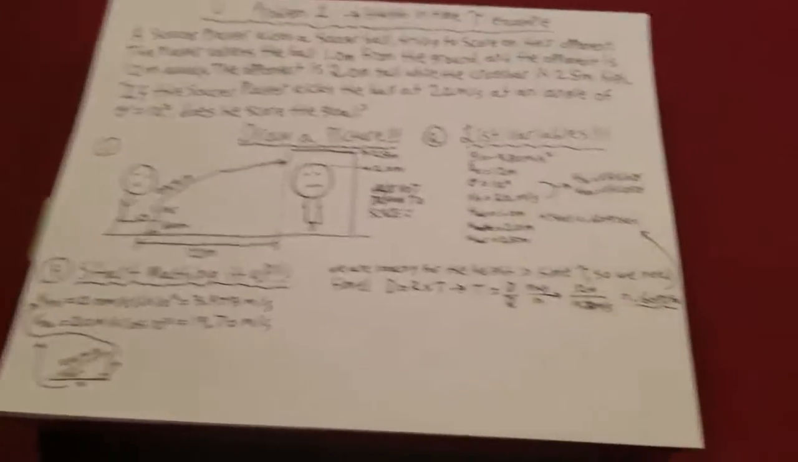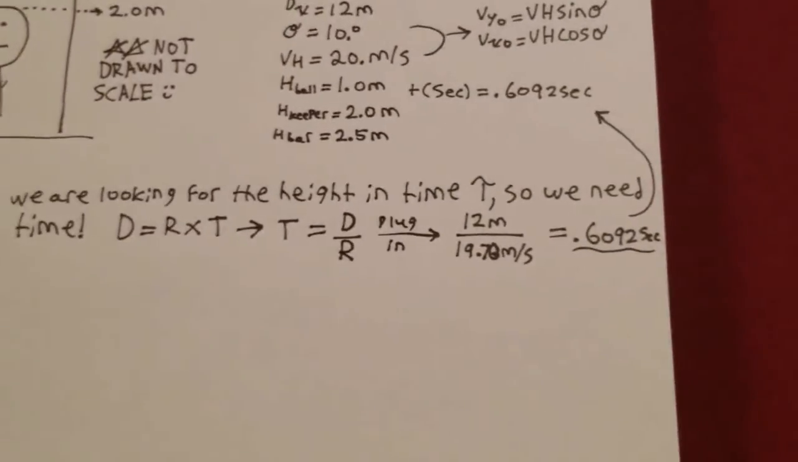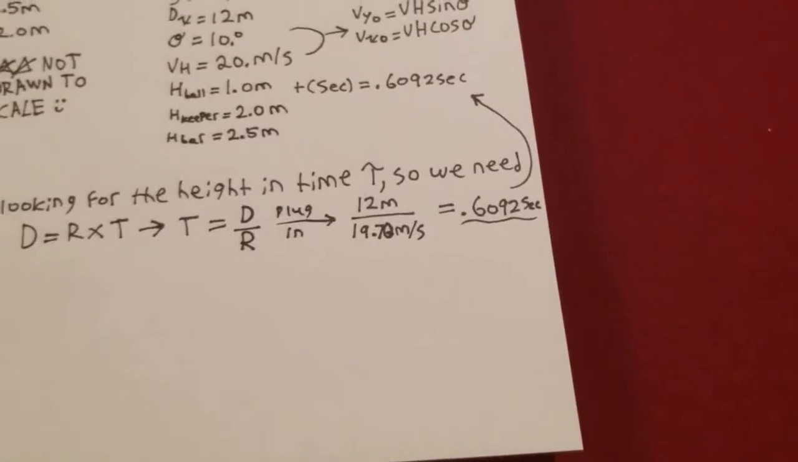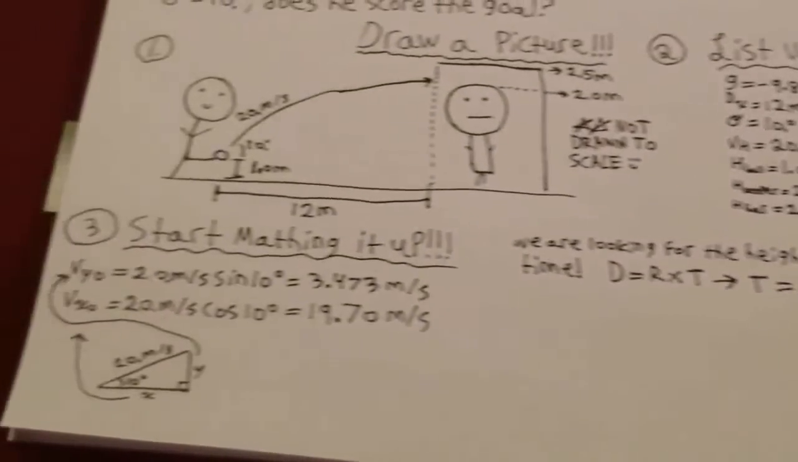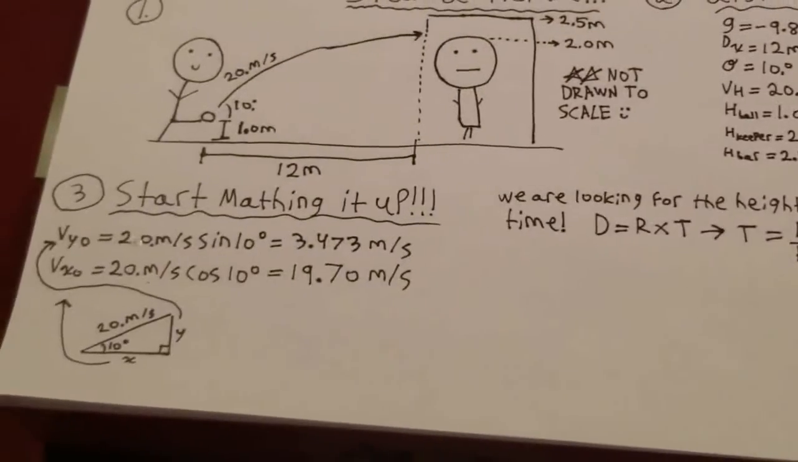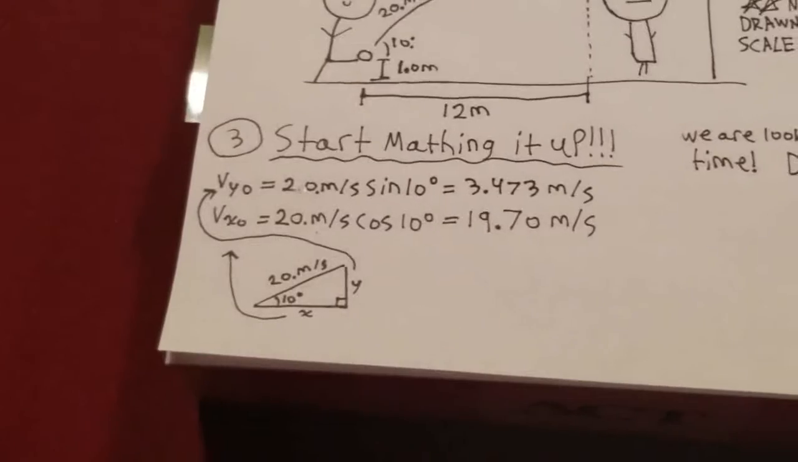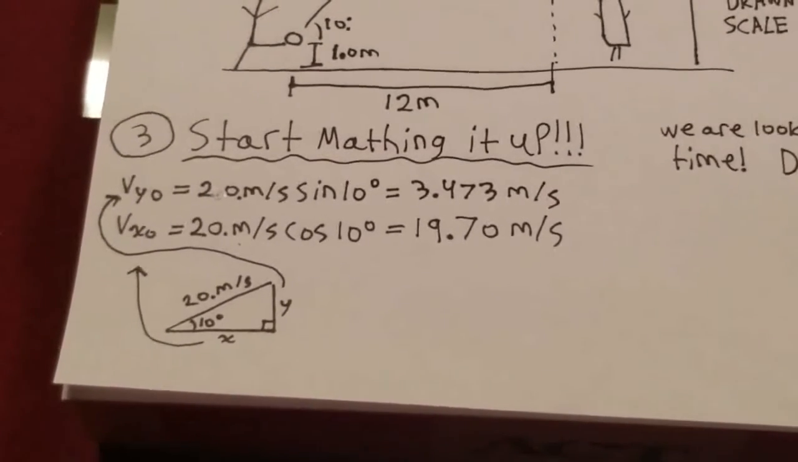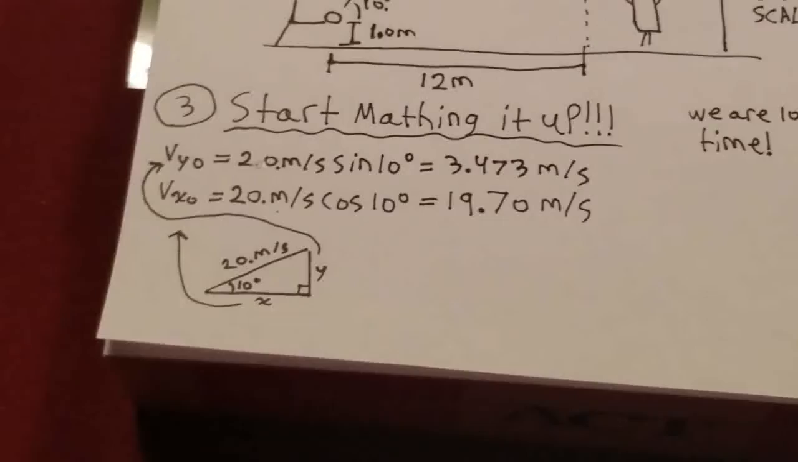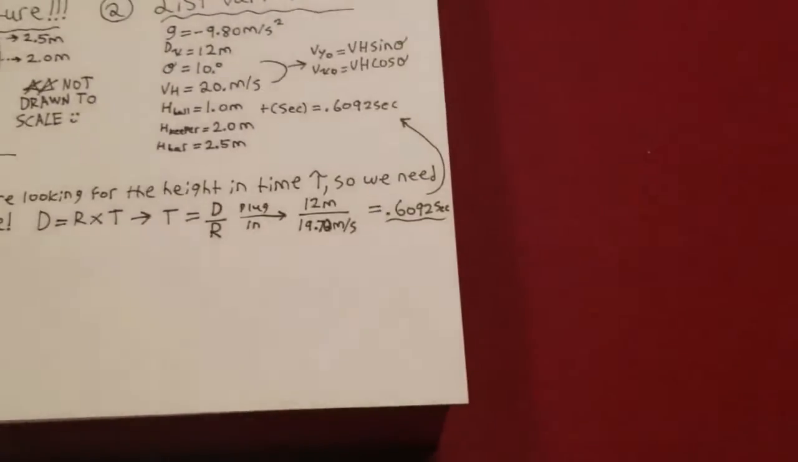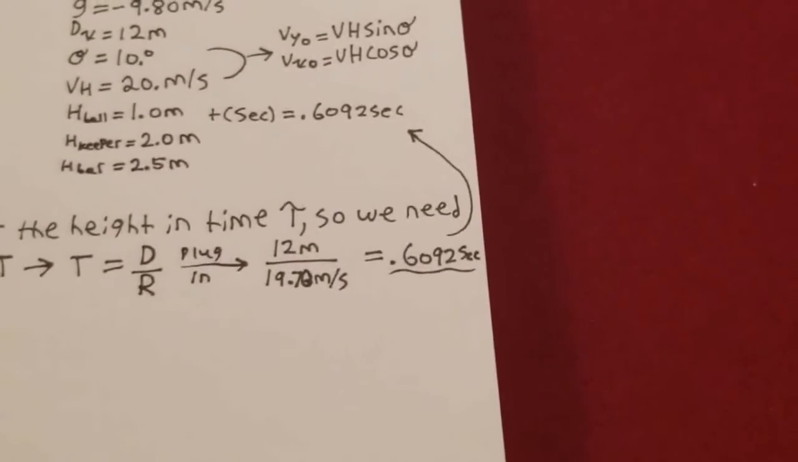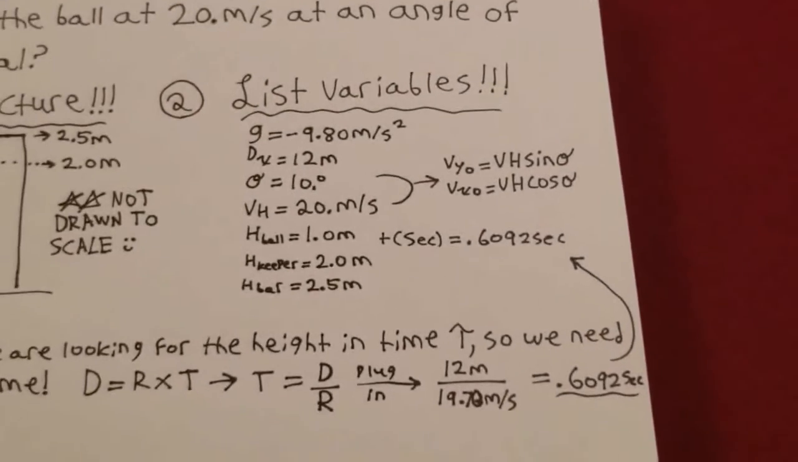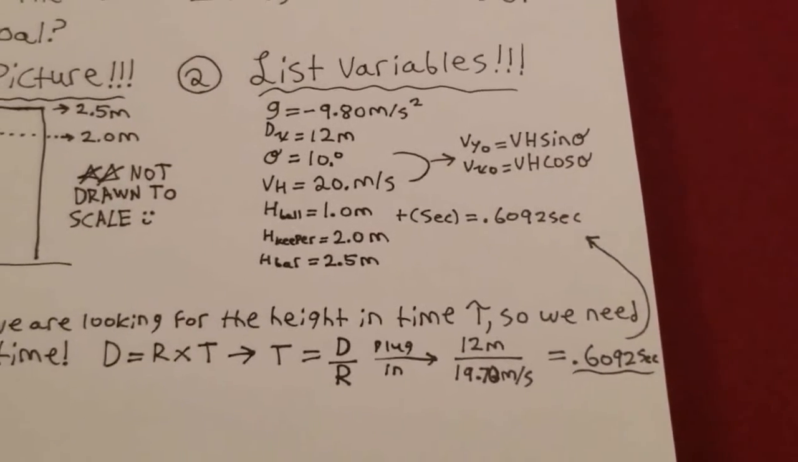Okay, now we are going to plug in numbers to our equation, which would be 12 meters, because that is our distance, and 19.70 meters per second, because that is our velocity in the x direction. Since we are doing this in the x direction, the distance and the velocity in the x direction, so you'll be using our bottom answer here when we started finding our velocity in the initial y and x. And our answer will be 0.6092 seconds, which I added in my known variables, just so I am more aware.